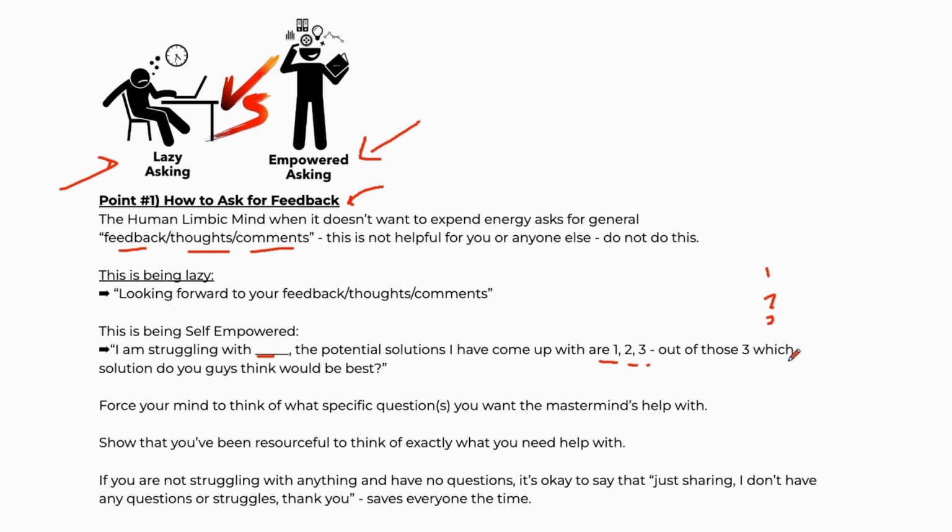Well, hey, when you just ask, like, can you give your feedback? Okay, yeah, I think it should be good. It's not beneficial for you and it just wastes everybody's time. And so you want to force your mind to think, hey, what are the specific questions that you want the mastermind's help with? You want to show that you're being resourceful to think ahead of time of exactly what you want help with. And guess what?